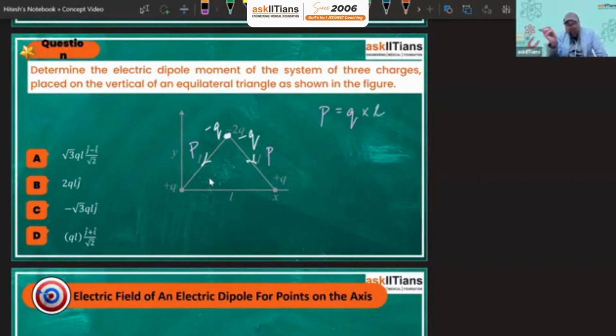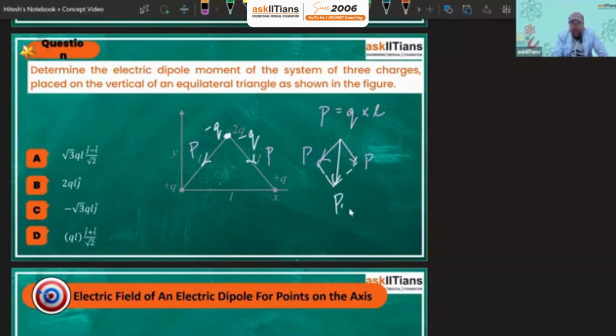That is simple, right? So we have two dipole moments here, p and p. You see, we have two vectors here, p and p. What would be the resultant? We have to find the resultant. So what do we do? We complete the parallelogram, and this would be our answer. This would be our net resultant, the electric dipole moment of the system.